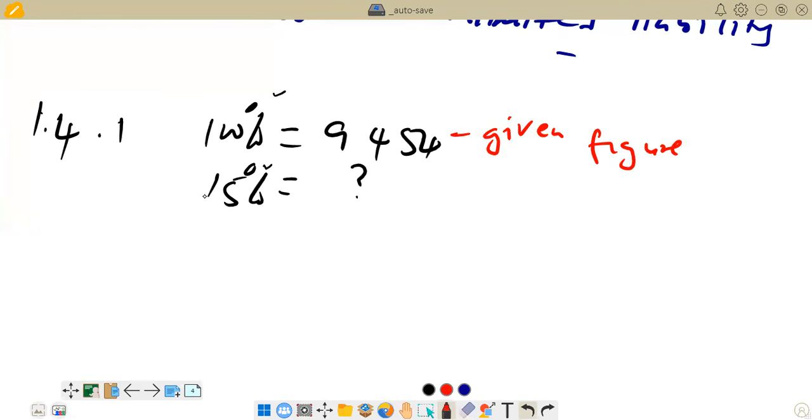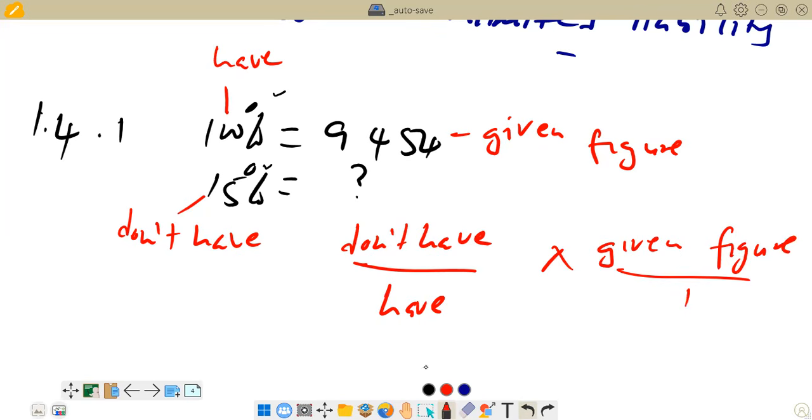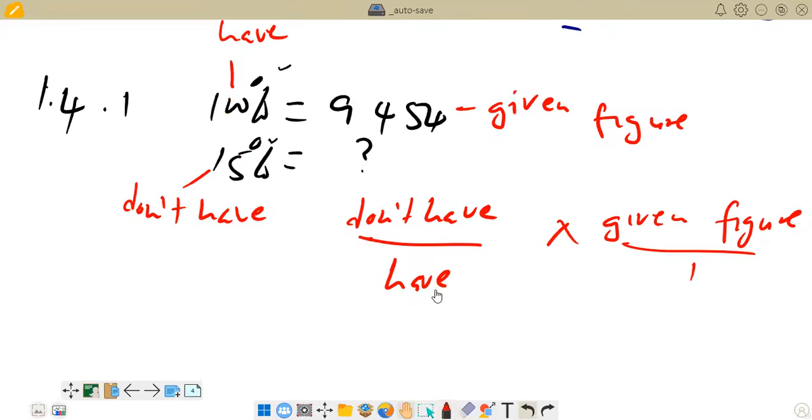And this is what we don't have. Then what we have is this one. So you can just use the formula where you say, what we don't have, you put it as a numerator. Then what we have, you put it as a denominator. Then you multiply by the given figure. As simple as that. So this is what we are going to do there.